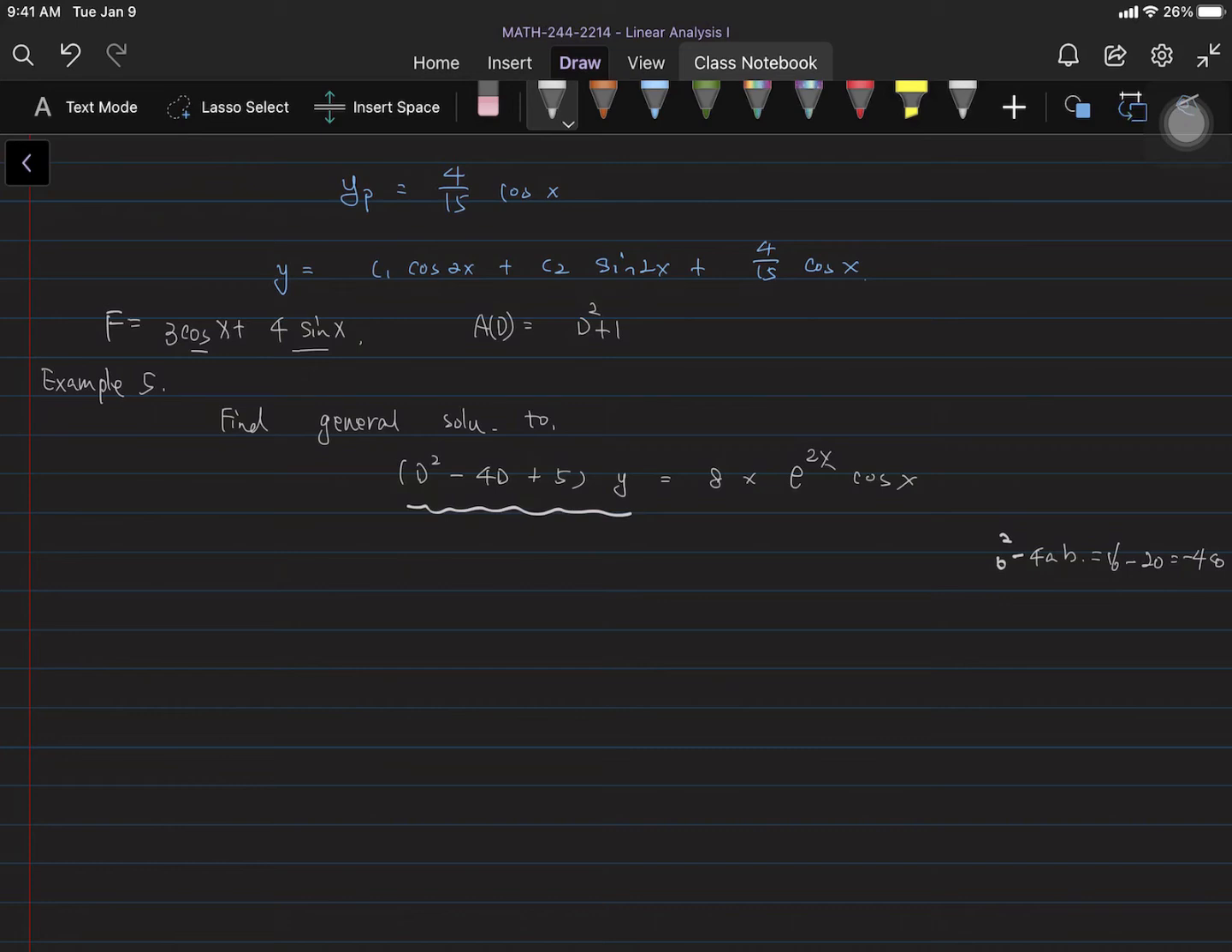Okay, complex solution. And we can leave this right now. And let's take a look at the right side. Let's take a look at the annihilator.